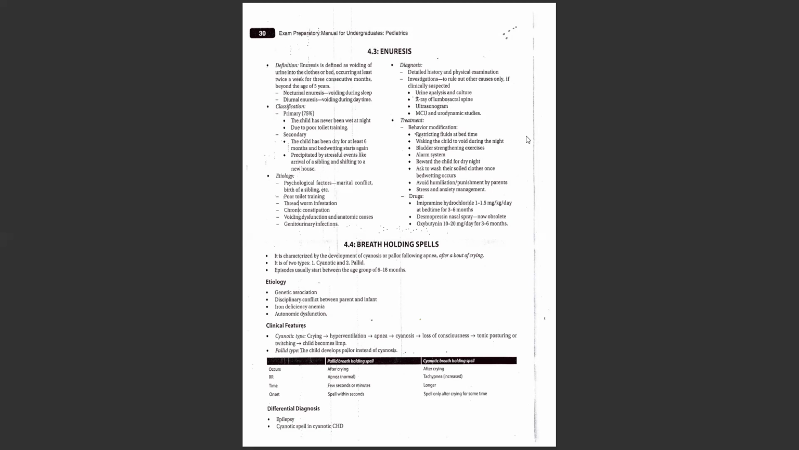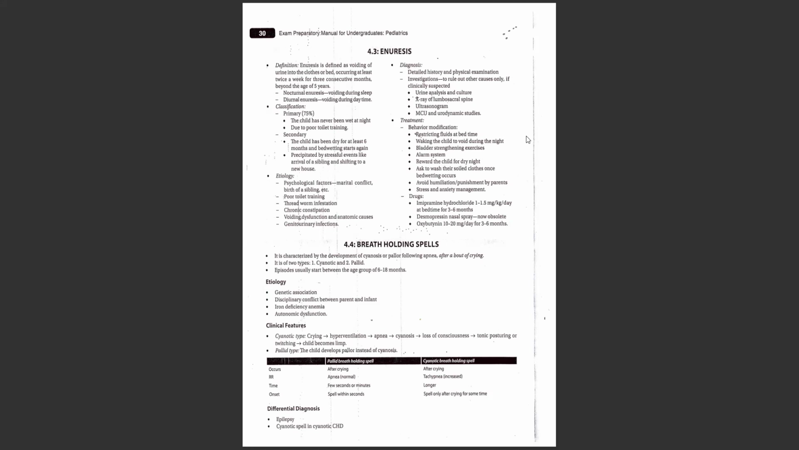That is an increased respiratory rate. Pallid breath-holding spells last for a few seconds or minutes, and cyanotic breath-holding spells occur for a longer time compared to pallid breath-holding spells. The onset of pallid spells is within seconds, but in cyanotic breath-holding spells, the spells occur only after crying for some time.